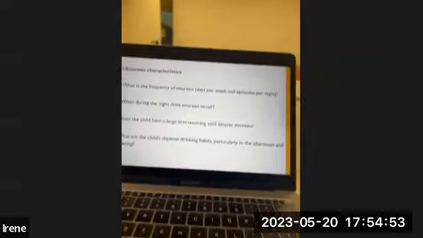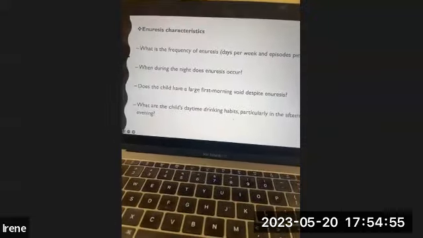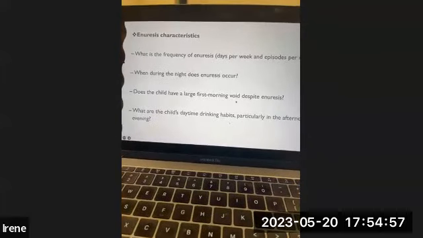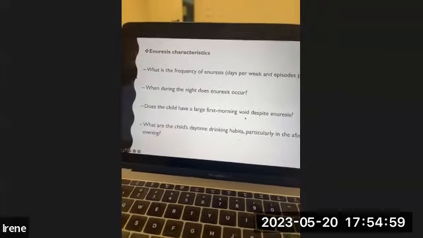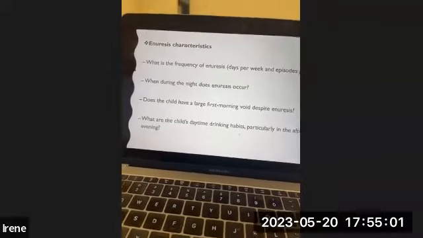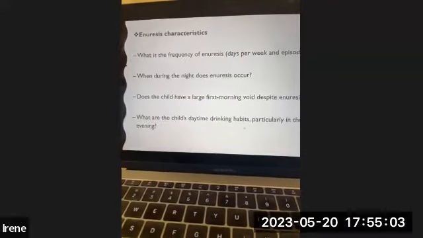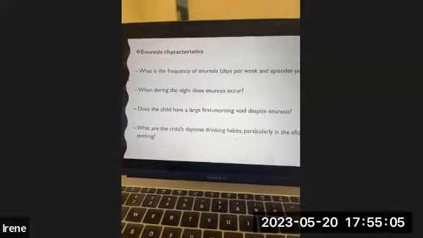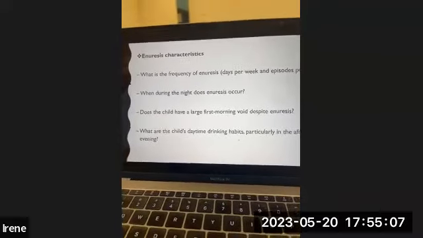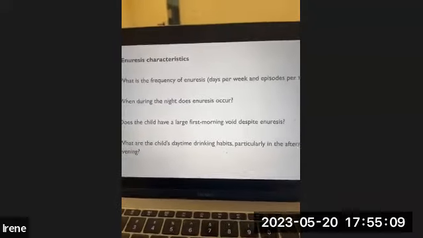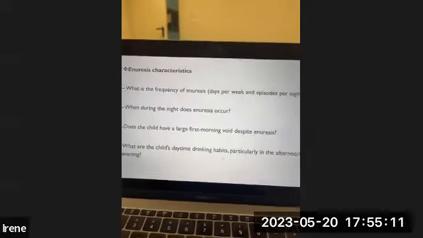Then we would also find out that when your child wakes up, despite passing urine in the night, does the child still have a large volume in the morning? It also points to a child who is producing a lot of urine in the night. And most of the time for these children, we would add some medication.